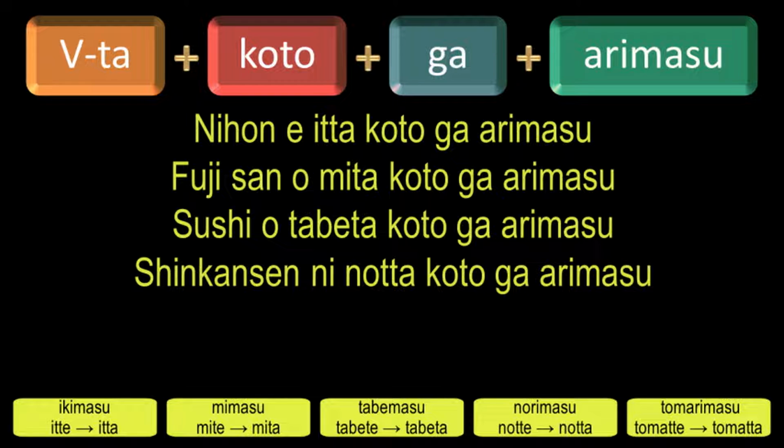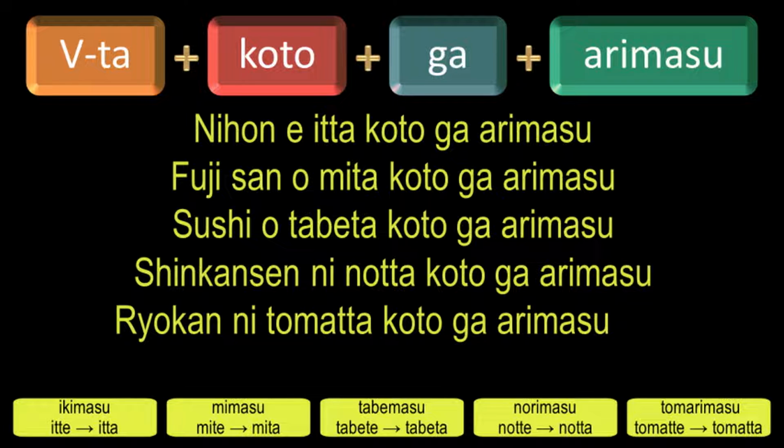And to say I have stayed in a Japanese inn, in Japanese, it will be ryokan ni tomatta koto ga arimasu. For those of you who don't know, ryokan is a traditional Japanese inn or a hotel where travelers can experience authentic Japanese culture. Now, if we add ka at the end of the sentence, then it will become a question. And this sentence pattern ending with koto ga arimasu ka is used to ask if the action described by the verb has ever been done in the past.